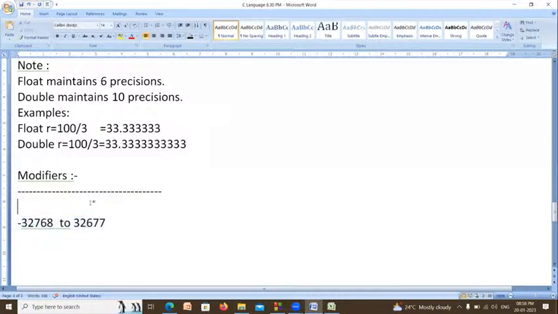I will give an example for this. Suppose there is a water bottle which has 2 liters capacity. In that 2 liter water bottle, how much water can you store?